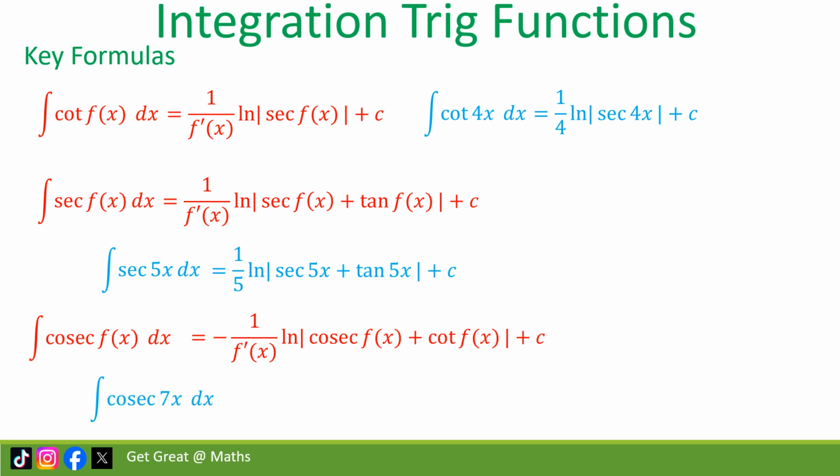So the integral of cosec of 7x dx is going to be the differential of 7x, which is 7. So it's going to be minus 1 over 7 ln of cosec 7x plus cot 7x plus c. You will be expected to know these formulas and how to use them in your exam.